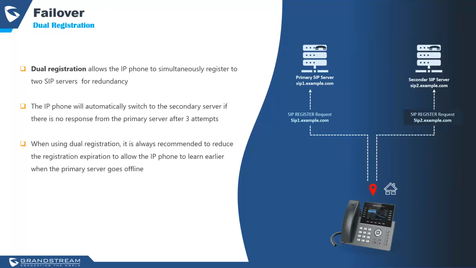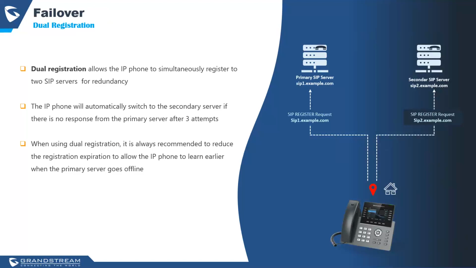And first we start with SIP server redundancy using dual registration on the IP phone. So all Grandstream IP phones support dual registration. You can configure the IP phone to register to both primary and secondary server. And basically the secondary server will be used as a backup in case the primary server goes offline. And in some platforms, they use a primary and secondary server for load sharing besides redundancy.